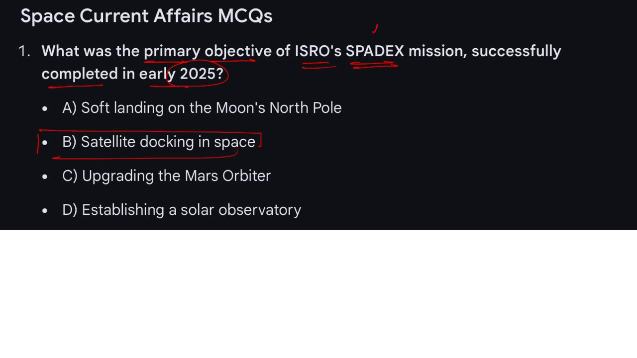SpaceDEX, that is satellite docking, correct? The full form of SpaceDEX is Space Docking Experiment. It was a critical technology demonstrator mission for orbital docking, essential for India's future space missions and moon mission. A question can be asked: this SpaceDEX is of which country? It was a mission of India.